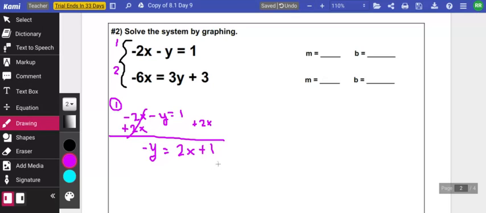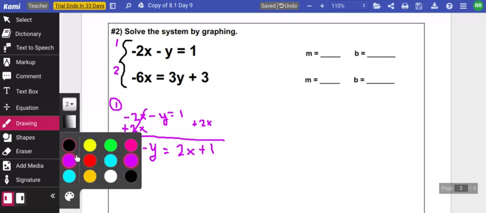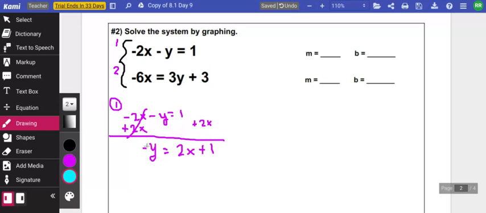Now, is this slope-intercept form? Is this y equals something? You should say no, right? This is not y equals. This is negative y equals. Or you could say negative 1y, right? Because when the number is not written, it's assumed to be 1. But in this case, it's negative 1 because there's a negative sign.